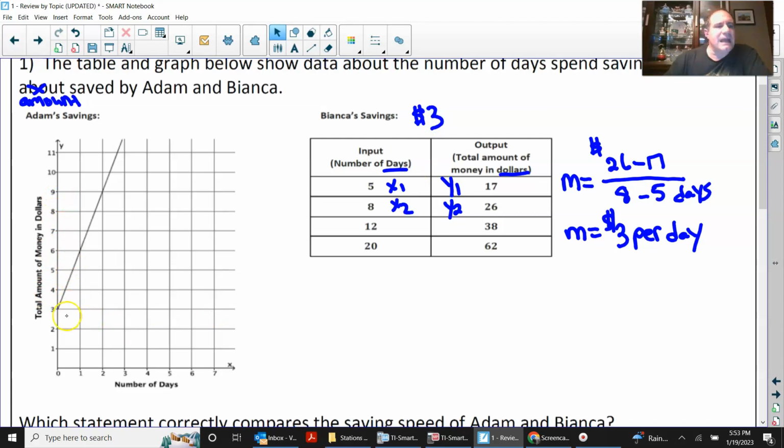Okay, so let's see Adam. Adam starts here, and we have to pick another point that is in the corner of a box so we could actually count whole numbers. So I'm just going to go over and up to the right. So this is one. That's one day. And this is $3. Hey, $3. So Adam saves $3 also.